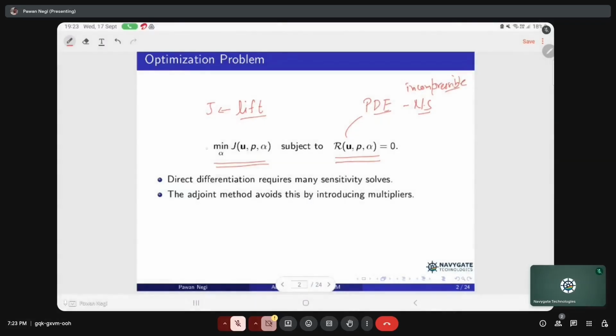This could be the incompressible Navier-Stokes equation or compressible as well, depending upon your use case. Then, in order to optimize this, you want to maximize this instead of minimizing, or you can also do minimization of the drag subject to this condition that it should always satisfy the Navier-Stokes equation. Then we can use this adjoint method to find this particular alpha. What should this alpha be?